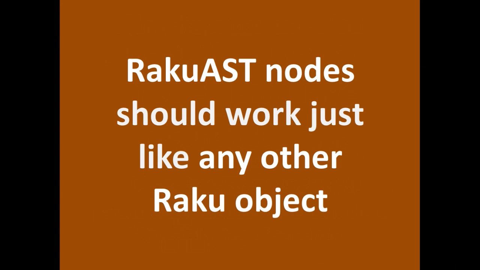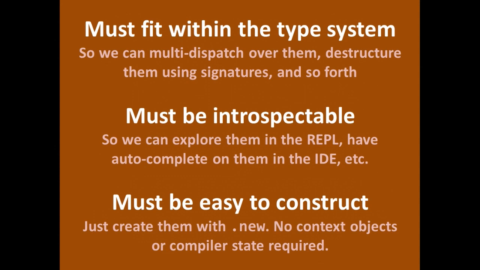One of the really important principles is that Raku AST nodes should work just like any other Raku object. They shouldn't really be very special in that sense. So they should fit within the type system. We should be able to do things like multiple dispatch over them. We should be able to destructure them with signatures. That means taking out different parts of the tree that are nested within it. That's actually very convenient when doing this kind of programming, because often when we do tree manipulations, we want to know, what sort of things does this node contain within it, and to extract them. And doing that declaratively with a signature is pretty nice.